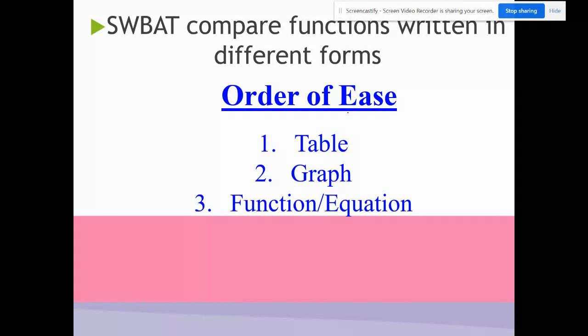So the easiest thing to look at is a table. A table will tell you right away what your relationship is. So my goal is to figure out, if I give you x, what the y is, or vice versa. If I give you y, what would the x be? A table flat out tells you exactly everything that you need to know. So if you have a table, use that first. The second easiest thing to do is to look at a graph, because a graph is like a picture of the relationship. The last and most difficult thing is to use a function.